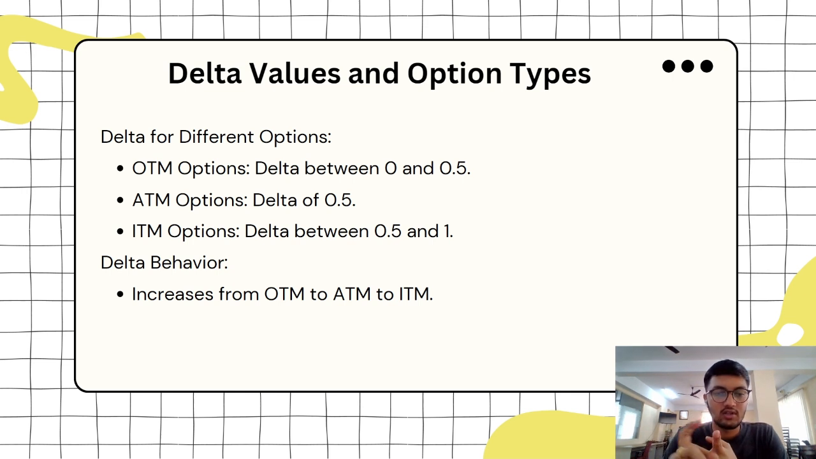So the delta behavior increases from out of the money, at the money, to in the money. Understood the graph? Out of the money, at the money, in the money. So the best is in the money when you're talking only about delta. At the money is moderate, there's no good or bad. Delta is 0.5 straight. Out of the money is 0 to 0.5. So the worst scenario for you is out of the money, as I was saying. But when you have the bigger picture in perspective, out of the money options make the most money. Why is that the case? We'll talk about it later.